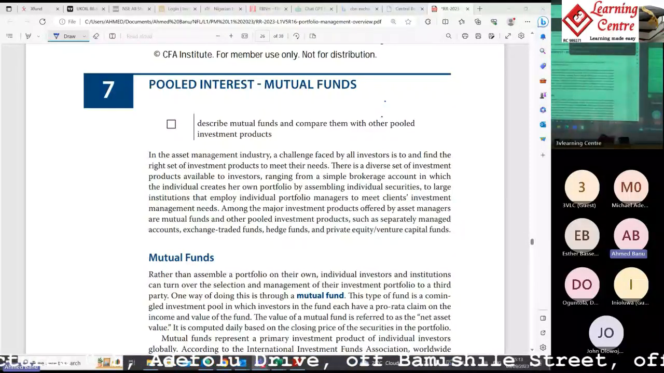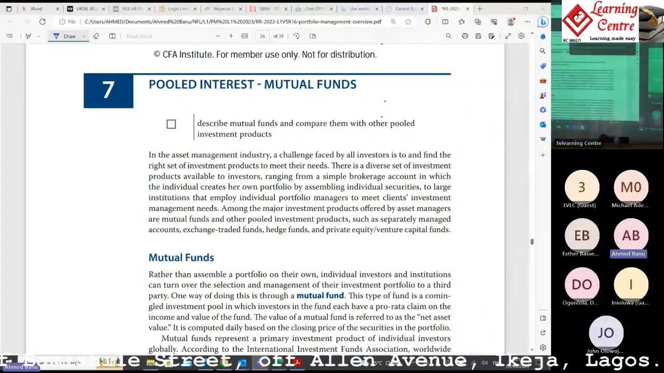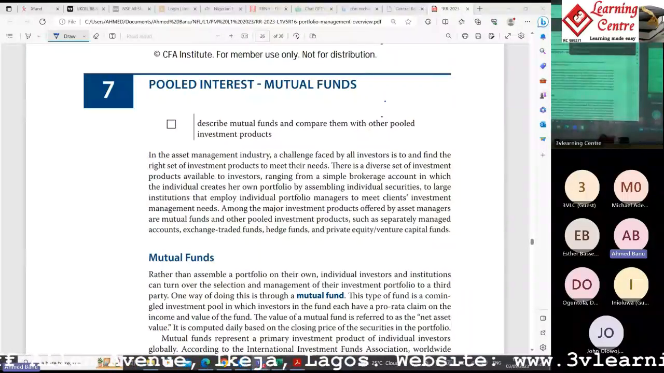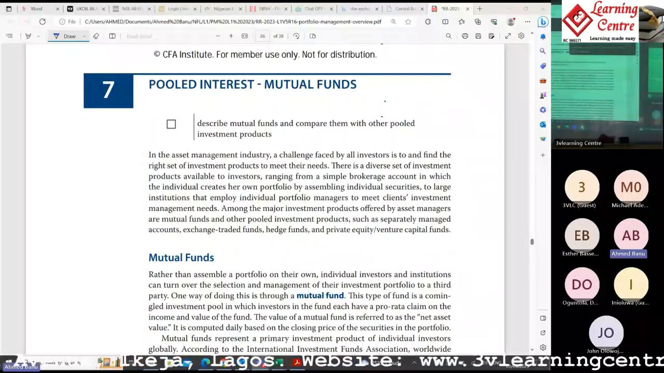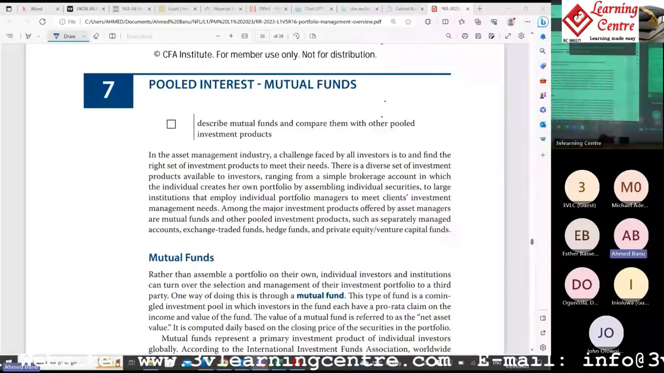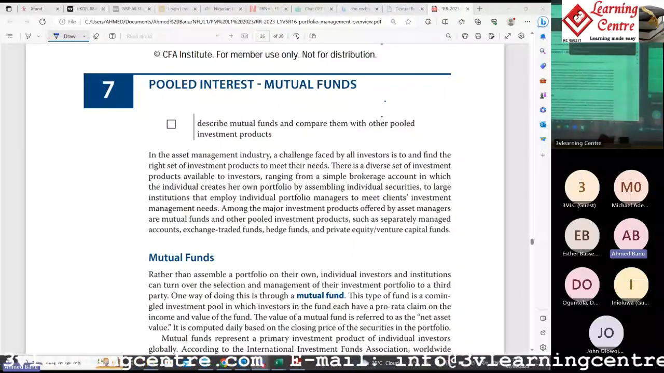Now, we got to this part, which is pooled interest. Before, this section was called pooled investment. Now, pooled interest makes a lot of sense. So what do we mean by pooled interest? It is when several people have individual interests in a particular investment.